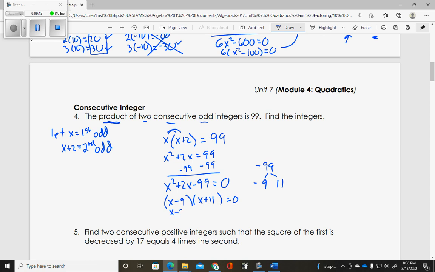And we set each factor equal to 0. When I add 9 to both sides, I get x is 9. When I subtract 11 from both sides, I get x is negative 11. So I'm glad I'm finishing this with you, because a lot of people put the wrong answer for such a thing. There are two different values for x.